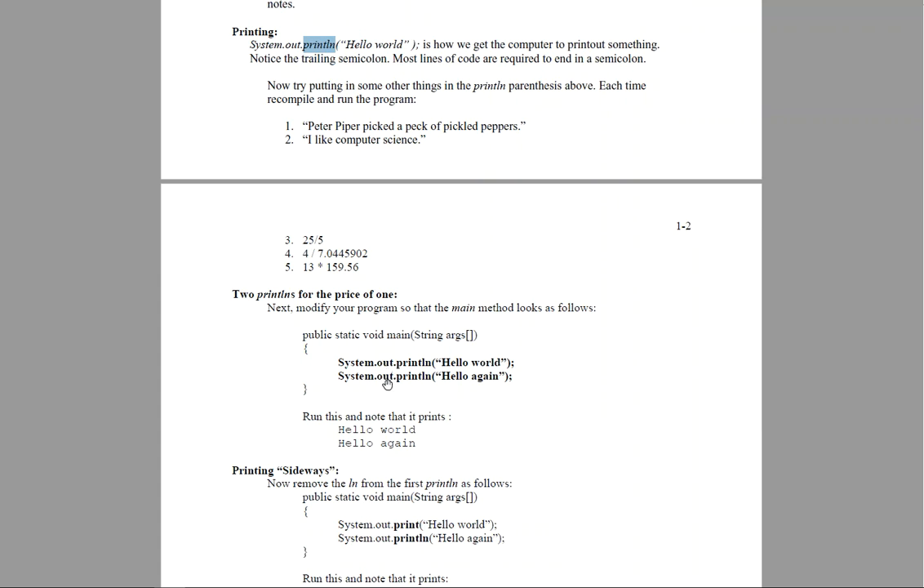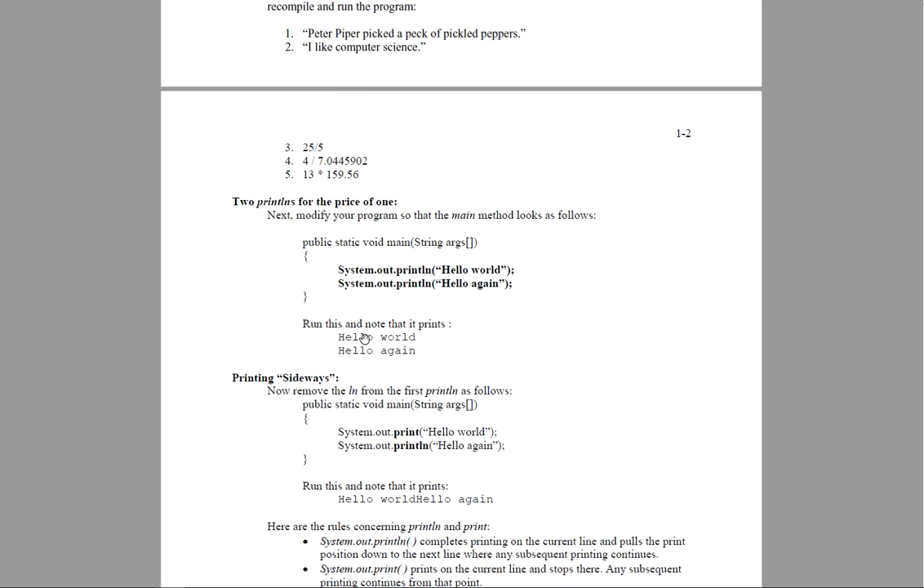I can have even a blank print line. I can say system.out.println with parentheses and nothing inside the parentheses. That just prints a blank line. In this case, we have 2 print lines, so we get 2 lines of information printed. Hello world and hello again. Not too hard.